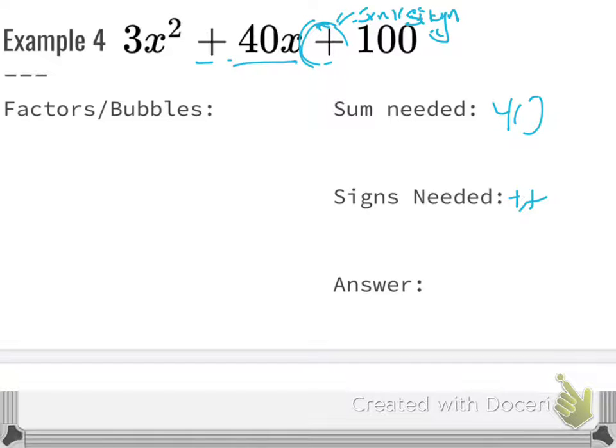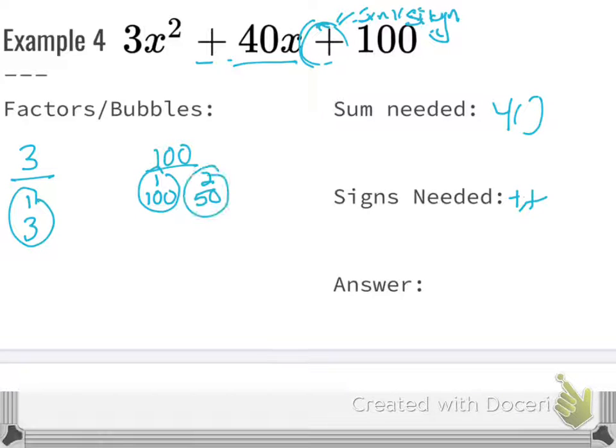Okay. So we have our factors, which are going to be things that multiply to 3. So 3 is 1 and 3, only way to get 3. Over here we have 100. There's a couple ways to get to 100. 1 and 100. 2 and 50. 3 doesn't do it, but 4 and 25. 5 and 20. And then the next one would be 10 and 10.